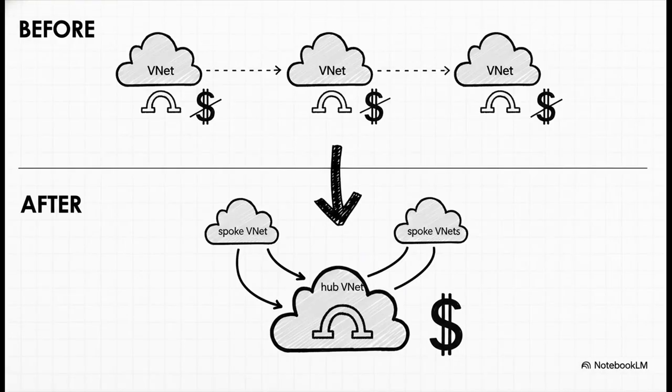Gateway Transit is the feature that lets you officially designate the hub's gateway as the remote gateway for all the spokes. And why does this matter so much? It all comes down to cost and simplicity. Instead of deploying and paying for a separate gateway in every single one of your VNets, you deploy just one in the hub. You manage it in one place, you pay for it in one place, and all your spoke VNets get to use it. It's a huge operational win.